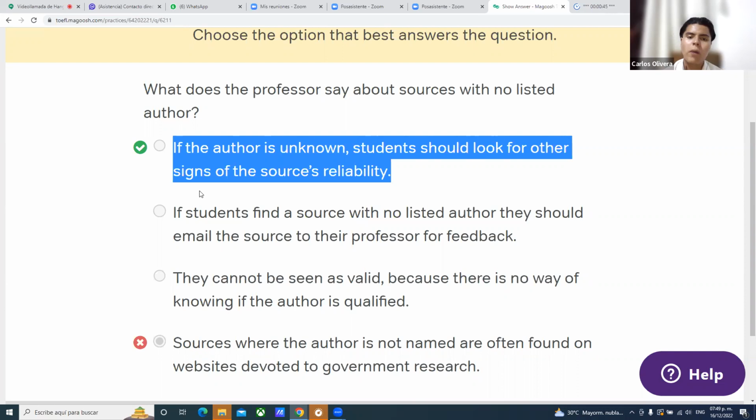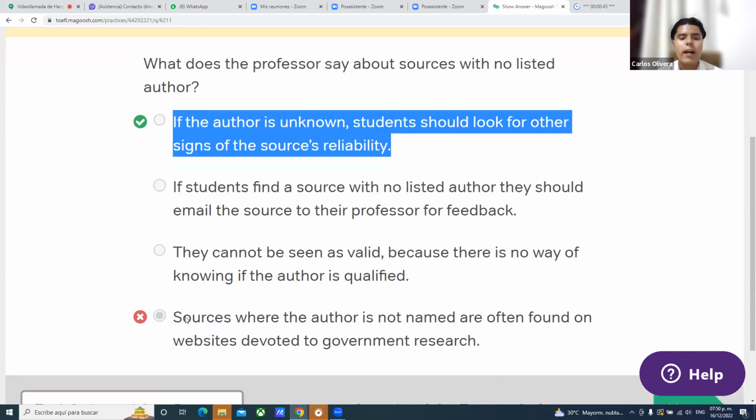And well, when she talked about the author, she said, if you don't find out the author, you should look for other signs. You should look for the date or for the people who are sponsoring that particular source or who talked about that particular source before you, right? So she considers that it is not fatal if you just find that the author is unknown. You should go and look for more traits and characteristics to determine if this is actually valid or not, right? So that is the correct answer.